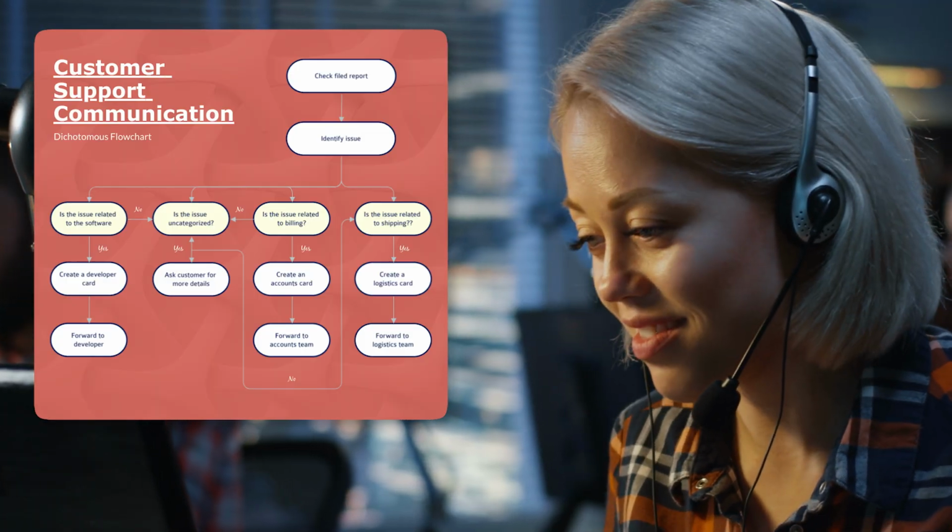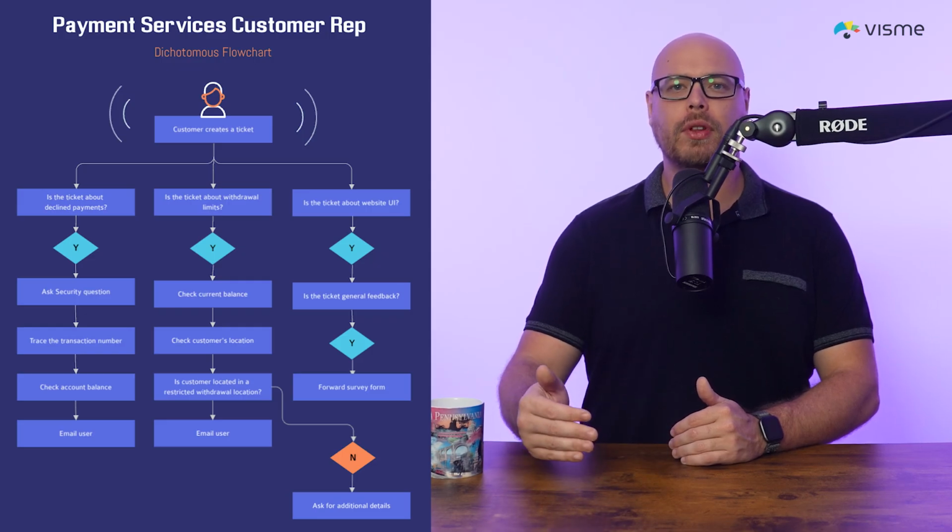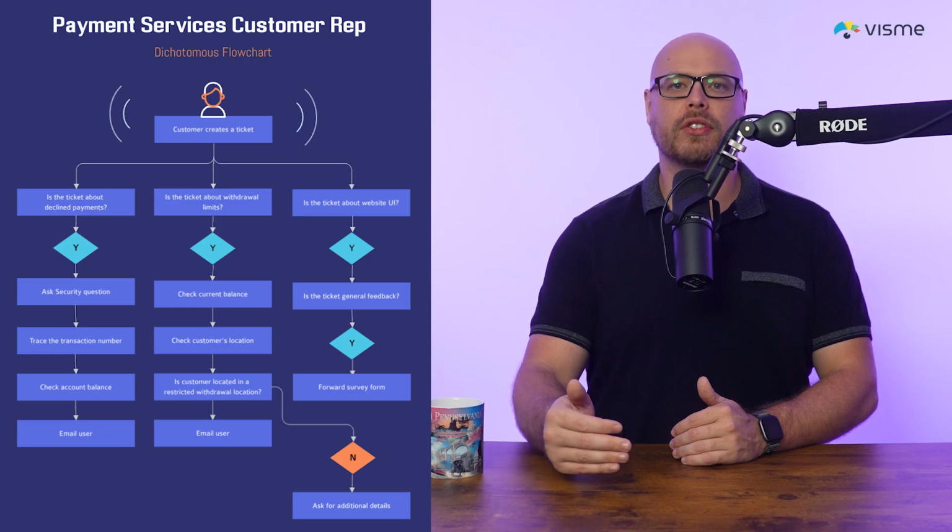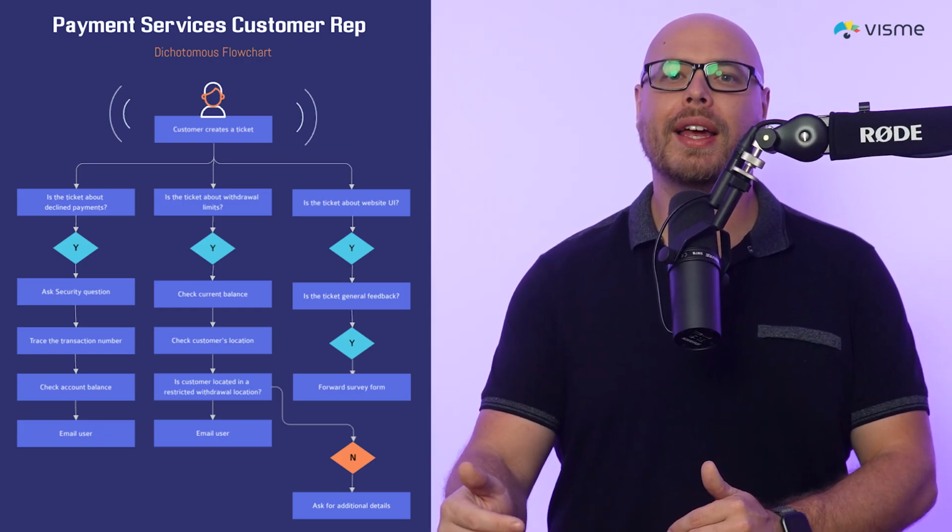One of the most straightforward applications is in customer service. Imagine a customer calls with a complaint. Your service rep can use a dichotomous key to diagnose that problem. Is the issue related to software or hardware? Based on the answer, the next questions swiftly guide the rep and the customer to a solution, making the process quick and painless.